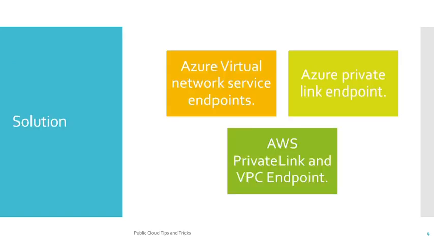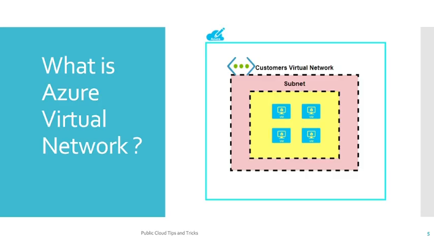So the solution, if you look at the Azure side, Azure has two solutions: Azure Virtual Network Service Endpoints and Azure Private Link Endpoints. We will discuss both solutions in detail and also try to compare them, what ups and downs both solutions provide. With Amazon Web Services, you'll find the solution with Private Link and VPC endpoint. In this session, we will discuss in more detail Azure Virtual Network Service Endpoints.